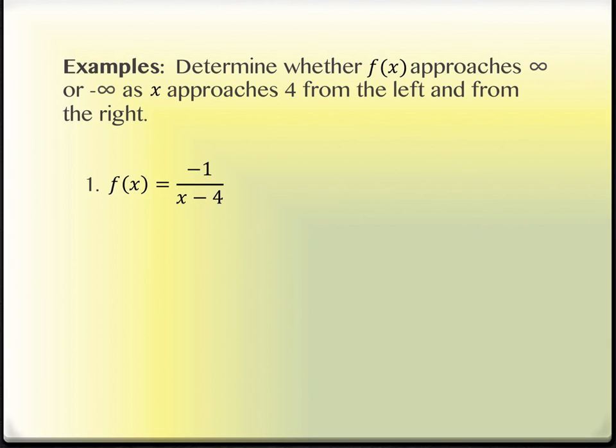Okay, so here's our first example. This says to determine whether f of x approaches infinity or negative infinity as x approaches 4, and it specifically says from the left, and then it says from the right. So we have two different things we're going to be addressing.